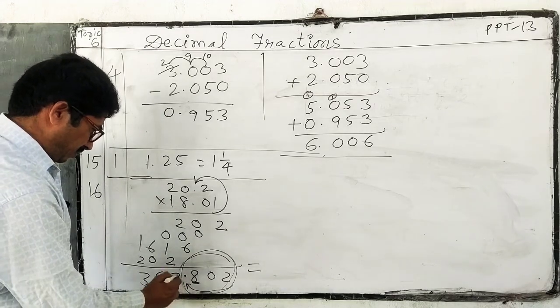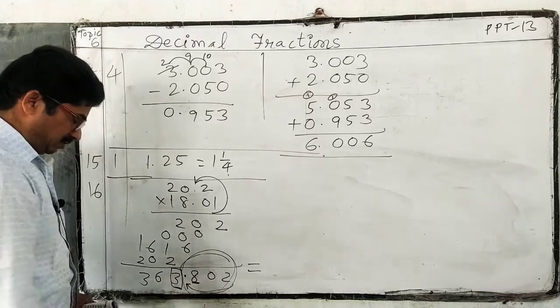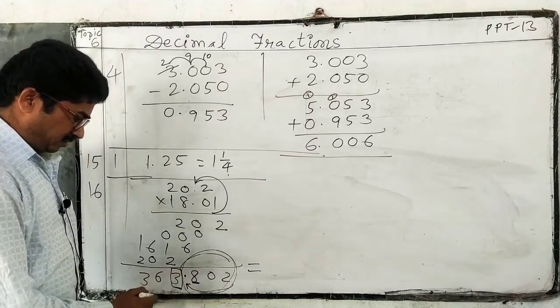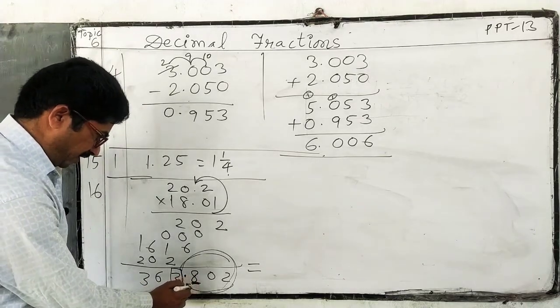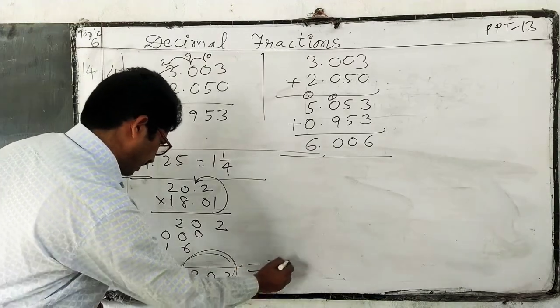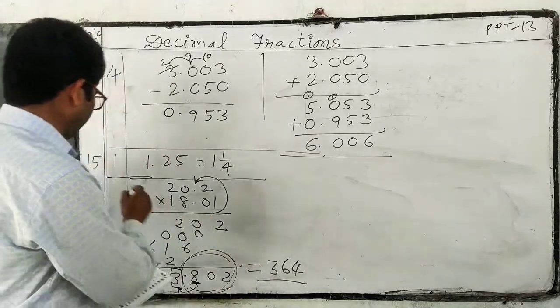Here this is the last unit digit. To round to whole numbers, we consider the immediately right place. Here we have 5 or more than 5, so add 1 to the required place. So that's why this answer is 364, option 3.